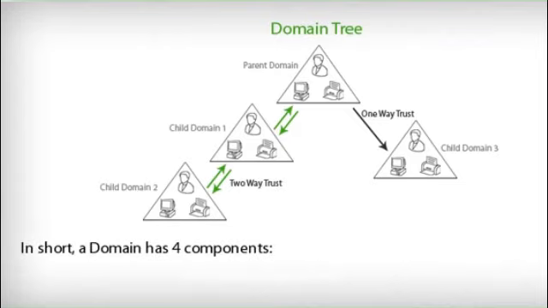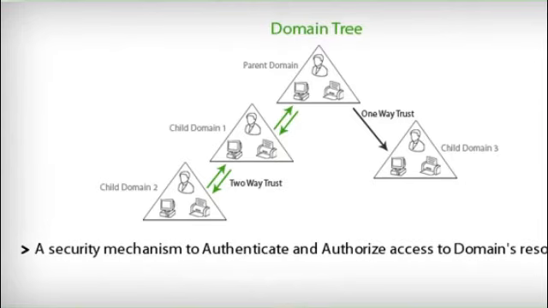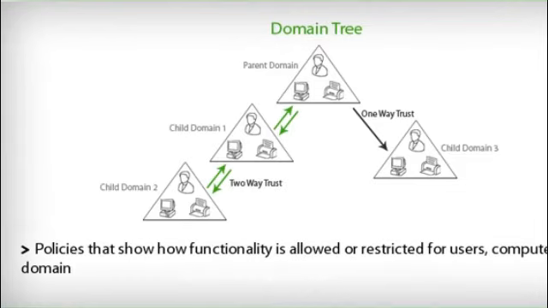In short, a domain has four components: a hierarchical structure of containers, objects, and a unique domain name; a security mechanism to authenticate and authorize access to the domain's resources; and policies that show how functionality is allowed or restricted for users and computers in a domain.